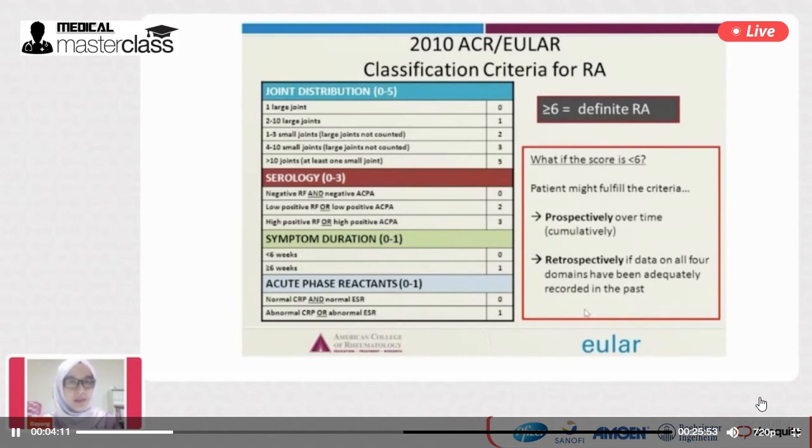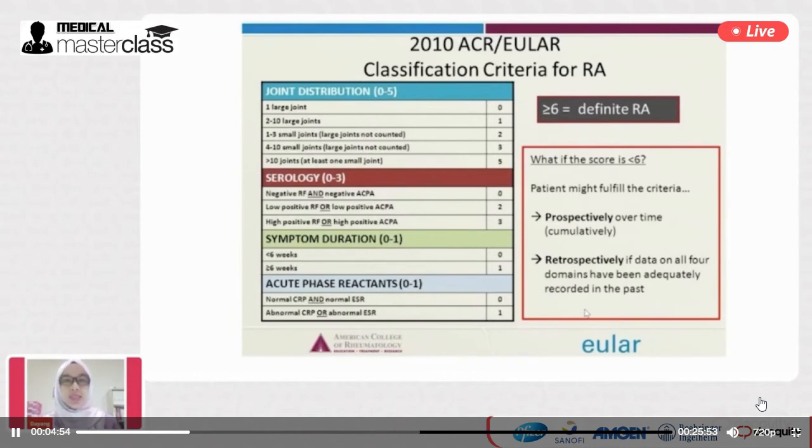This classification criteria has 4 domains. Number one is the joint distribution. You will get more marks if you have more joint involvement, especially if it involves more small joints. Number two is serology. When you have high positivity of rheumatoid factor or CCP, which is what we consider as 3 times the upper limit of normal, you will get 3 marks. If you have normal CRP, you will have 0 marks, and the domains also include symptom duration, which is less or more than 6 weeks.